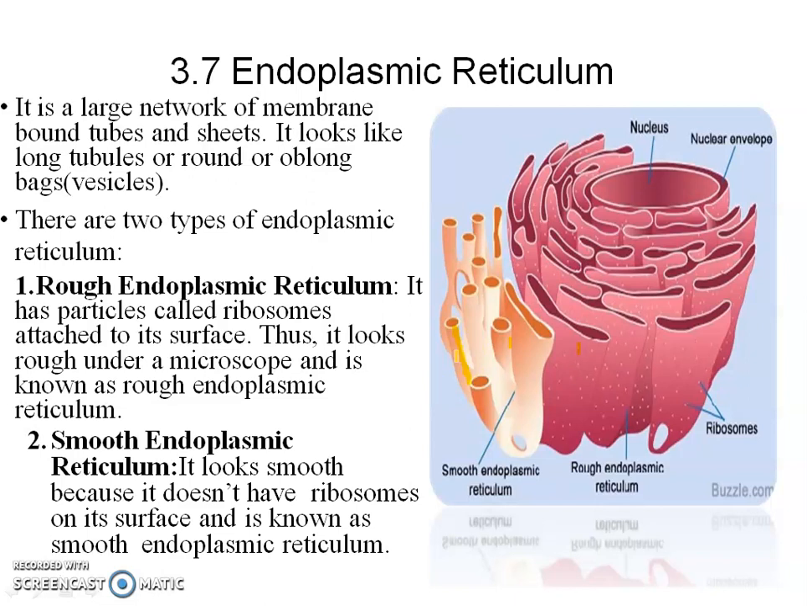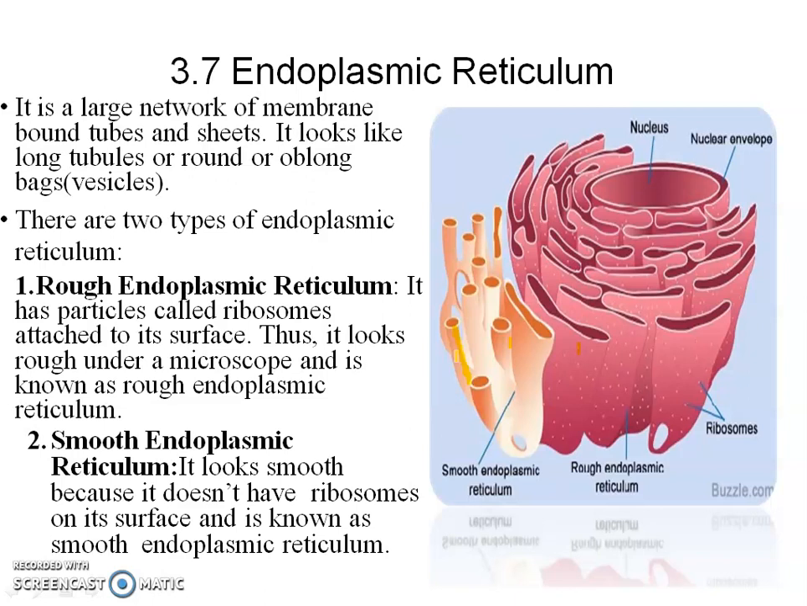There are two types of endoplasmic reticulum, rough endoplasmic reticulum and smooth endoplasmic reticulum. Rough endoplasmic reticulum is like the roadway through which materials are transported from the nucleus to various parts of the cell. A very important question: it has particles called ribosomes. Why is it rough? Because its surface is rough.